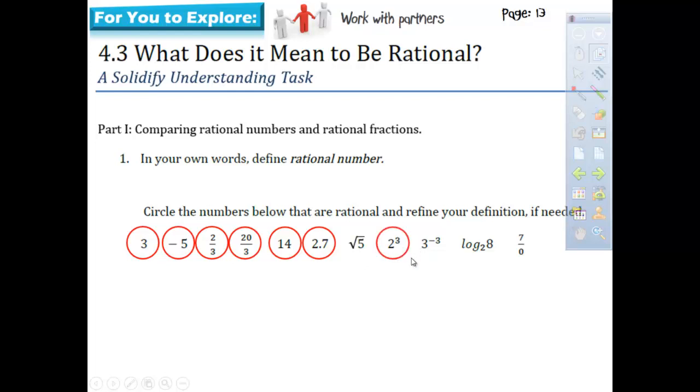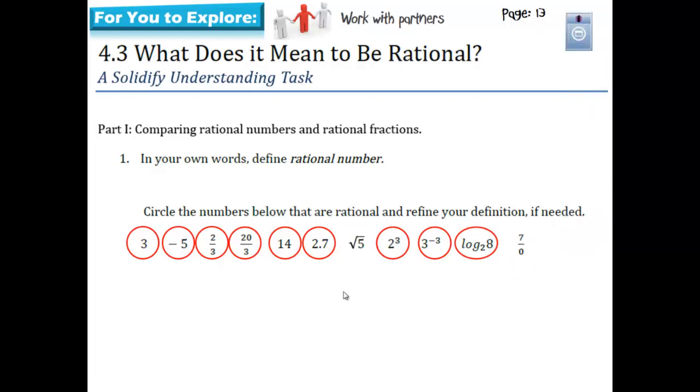So 2 to the 3rd power is 8. This right here, what does the negative do? The negative is going to take the reciprocal, so we know that's going to be a rational number. Now, if we evaluate this logarithm, 2 to the what power would give us 8? It's 3, so that also is a rational number. Now, what about 7 over 0? Can I divide by 0? No, that's going to cause an error.